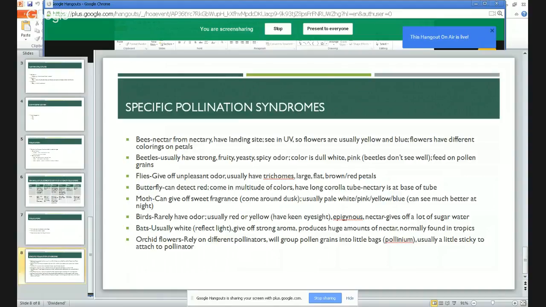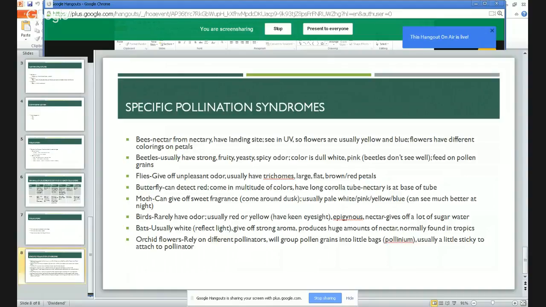So for bees, they get nectar from the nectary, the gland that produces the nectar. If you are going to be pollinated by a bee, you have to have a landing site for them. They don't take the nectar and fly like hummingbirds do. They can see in ultraviolet light, so yellow and blue flowers tend to be the best for those particular wavelengths, and that ensures that the bees can spot them easily.